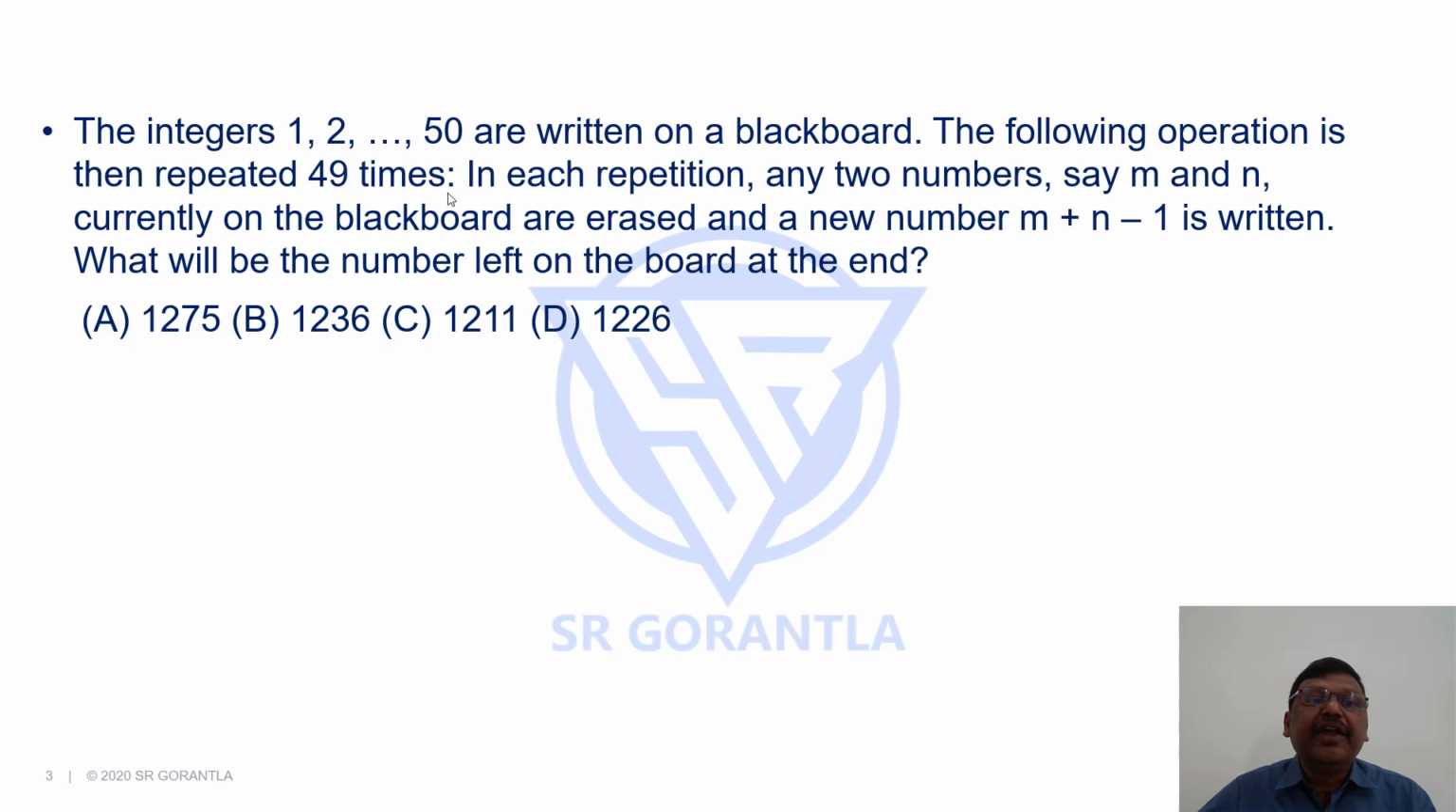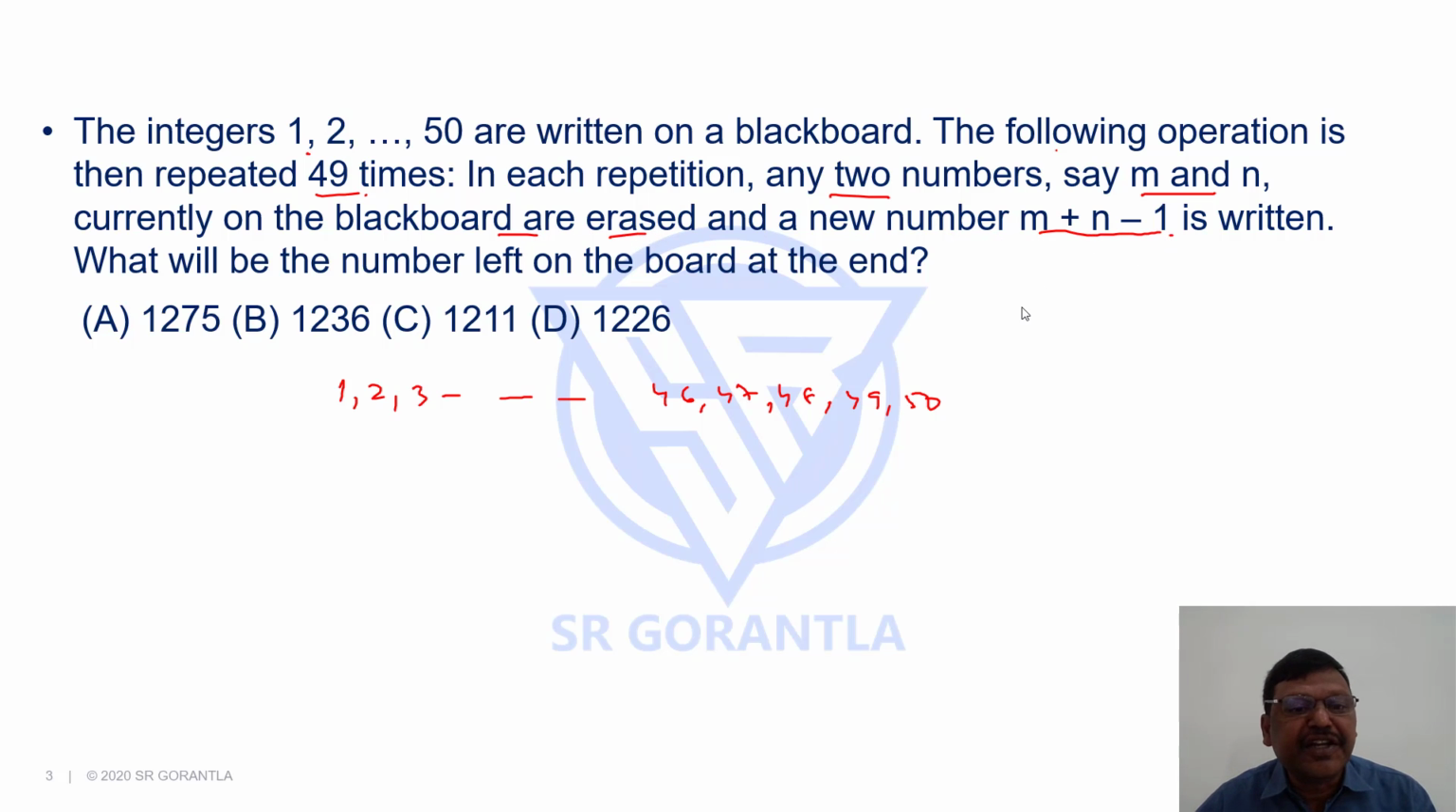Right. The integers 1 to 50 are written on a blackboard: 1, 2, 3 and so on, say 46, 47, 48, 49, 50. The following operation is repeated 49 times. What is done? In each repetition, any two numbers, say m and n, currently on the blackboard are erased and a new number m plus n minus 1 is written. What will be the number left on the board at the end?